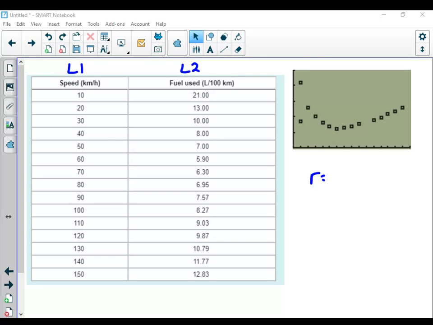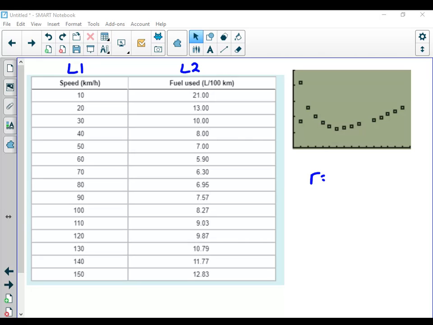All right, finding the R value for this data. We're going to go to stat. We're going to go over to calculate. And then we're going to go down to number 4 that says LINREG. That's linear regression. We're going to go down to number 4. We're going to select that one.